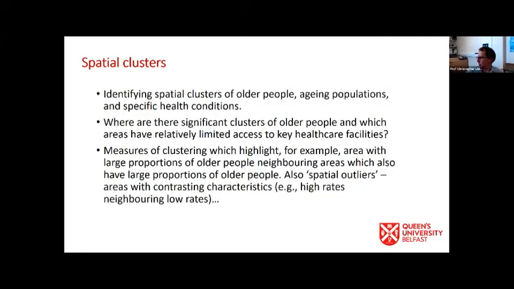Another thing that we can do is to look at spatial clusters. Because we've got grid squares, we can look at spatial clusters of older people, areas where populations might be aging, or where there are particular health conditions. So, for example, where do we find significant geographical clusters of older people which have limited access to certain healthcare facilities? And we can highlight areas that have older people neighboured by areas which also have older people, or spatial outliers as well, so areas that have high rates neighboured by areas with lower rates.